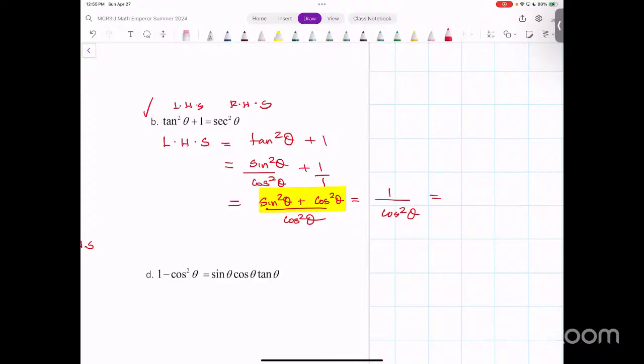Yes. Secant squared of theta is a reciprocal. 1 over cos is the reciprocal of secant, isn't it? Are you just following that? You all good? Which is on the right-hand side, isn't it?